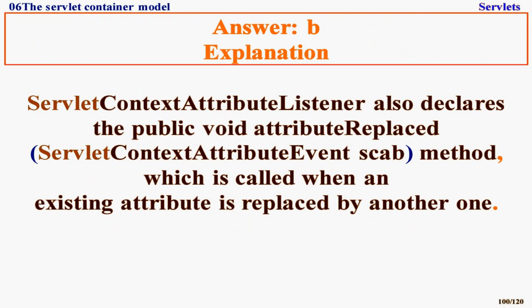Answer. B. Explanation. ServletContextAttributeListener also declares the public void attributeReplaced(ServletContextAttributeEvent scab) method, which is called when an existing attribute is replaced by another one.